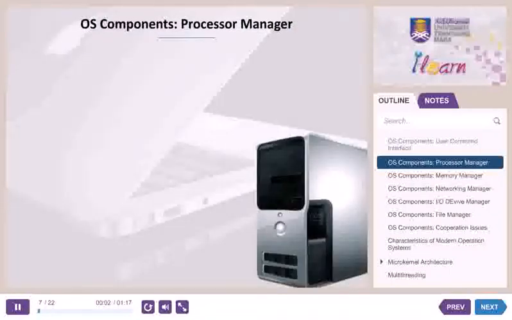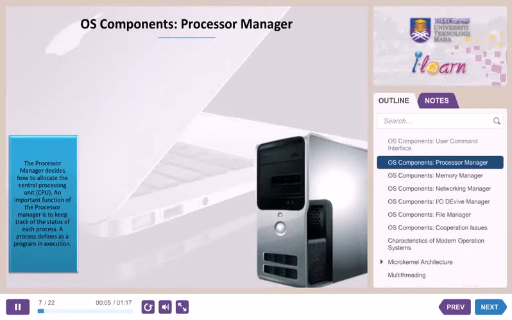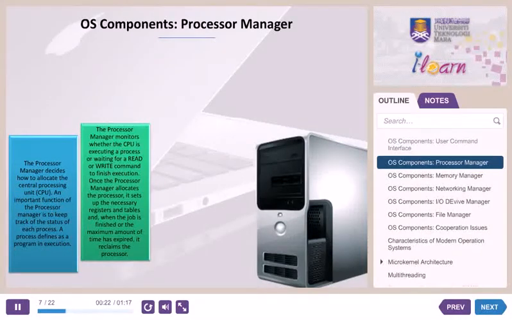OS components, processor manager. The processor manager decides how to allocate the central processing unit, CPU. An important function of the processor manager is to keep track of the status of each process. A process is defined as a program in execution. The processor manager monitors whether the CPU is executing a process or waiting for a read or write command to finish execution. Once the processor manager allocates the processor, it sets up the necessary registers and tables and, when the job is finished or the maximum amount of time has expired, it reclaims the processor.